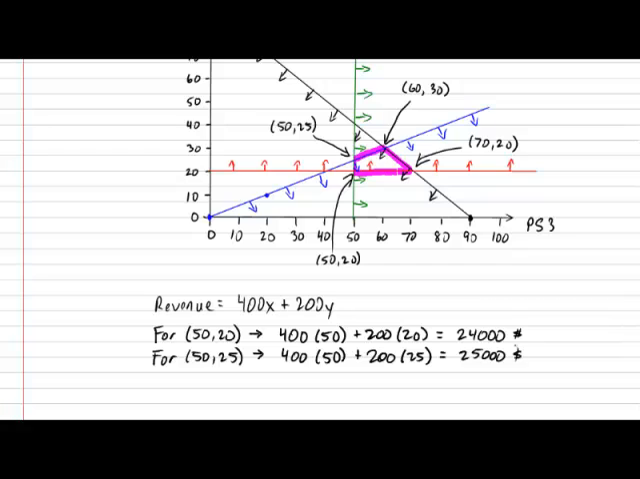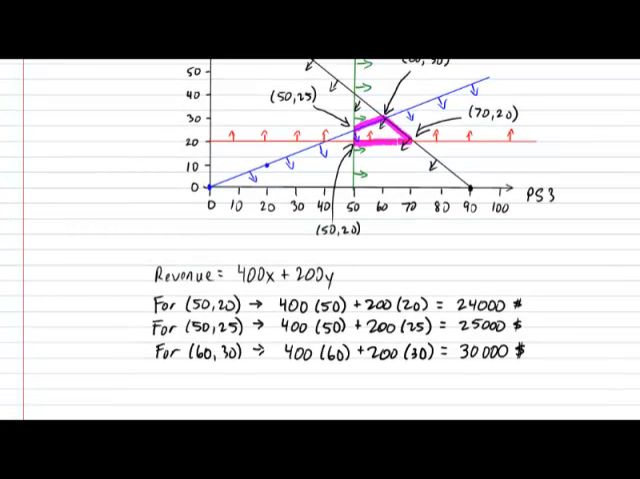Next, let's try testing the vertex 60 and 30. That will give us 400 times 60 plus 200 times 30, and that will give us a total revenue of $30,000. And finally, let's test our fourth vertex, located at 70 and 20. That gives us 400 times 70 plus 200 times 20, and that gives us a total revenue of $32,000.